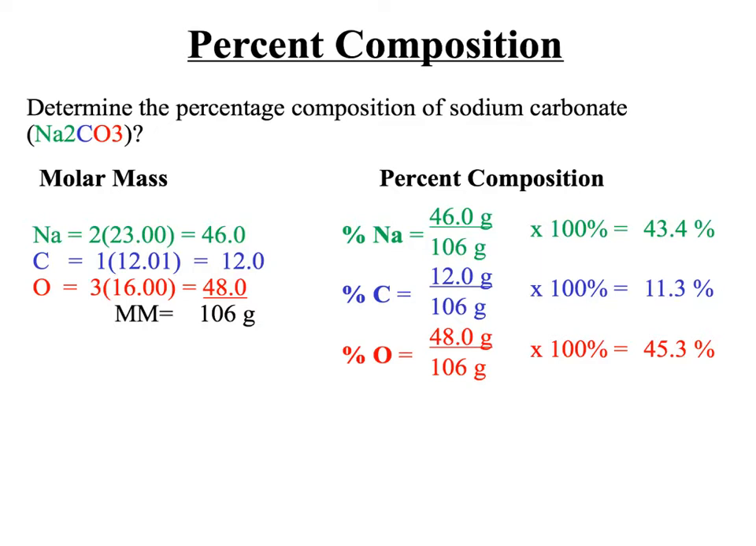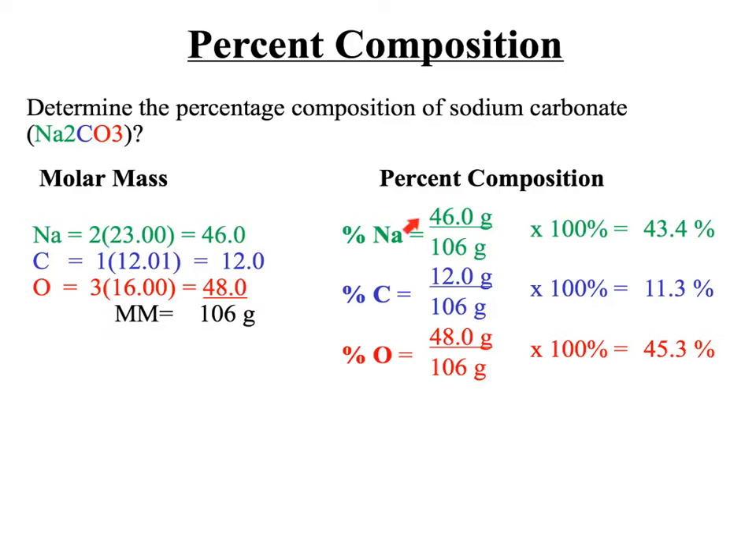If we look at a second example of percent composition, here we have sodium carbonate. The first thing we would like to do is to come up with the molar mass of sodium carbonate. So again, we have 2 sodiums, each weighs 23. We have 1 carbon weighing 12. And we have 3 oxygens weighing 48. The total molar mass would be 106.